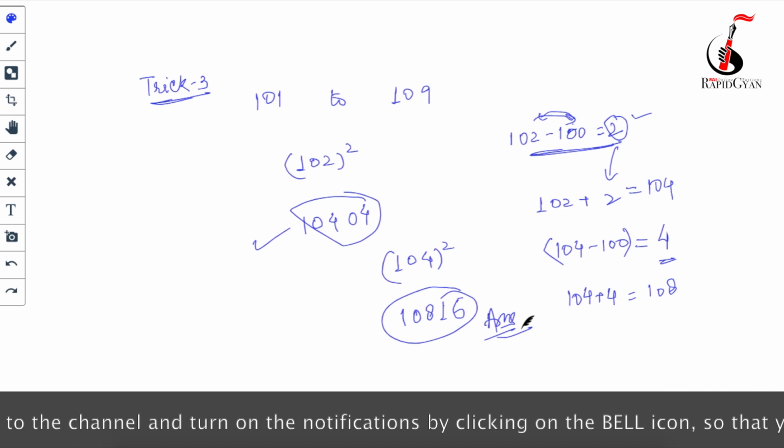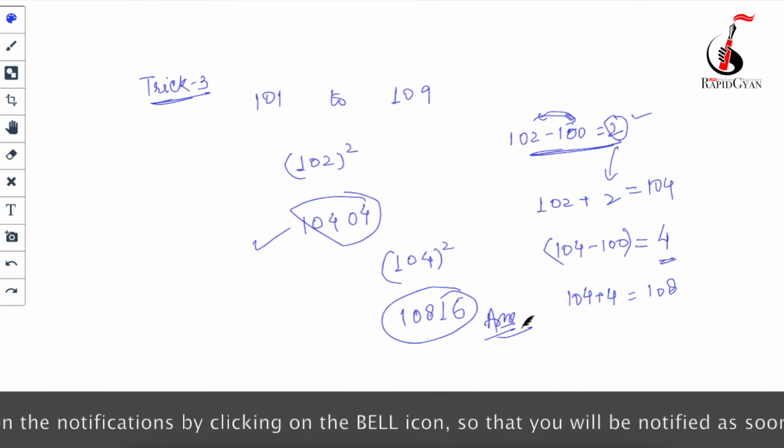Hope you guys understand these 3 tricks. Guys, please go and practice the questions on these 3 tricks.